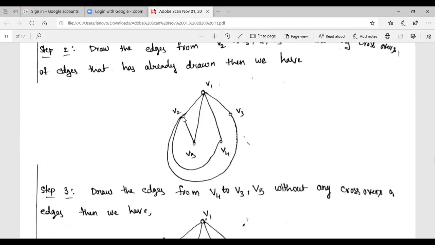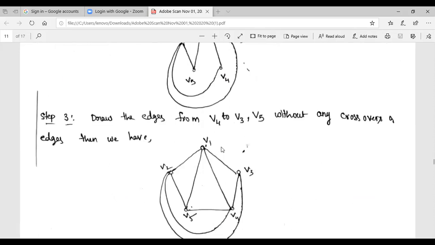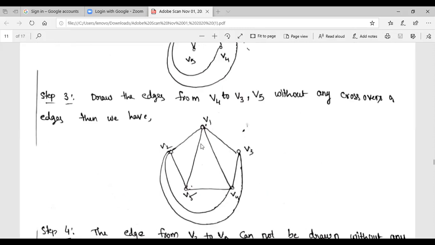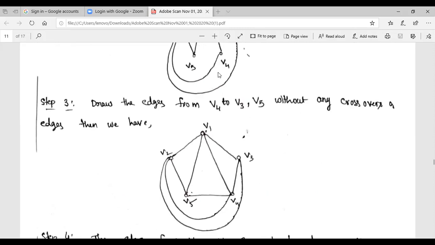So V2 to V5, V2 to V4 and V2 to V3. Next we draw edges from V4 to V3, V5. So V4 to V3, V5, without any crossover. The graph looks like this, V4 to V5 and V4 to V3.